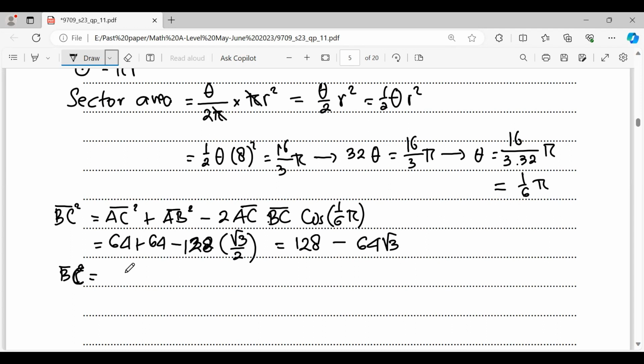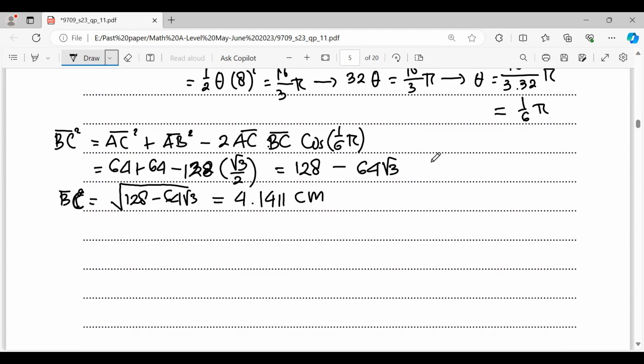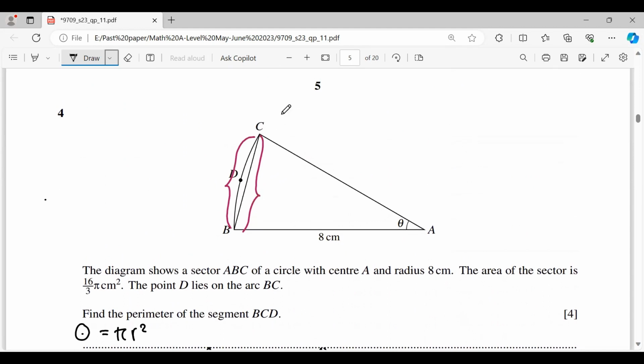BC equals square root of 128 minus 64 square root 3. Calculator. Okay, this one: 4.1411 centimeters. So that's BC, the straight line. Yes, so the straight line is BC.